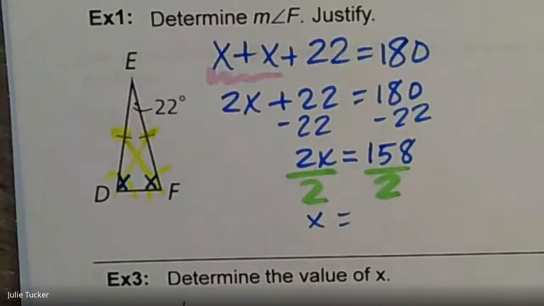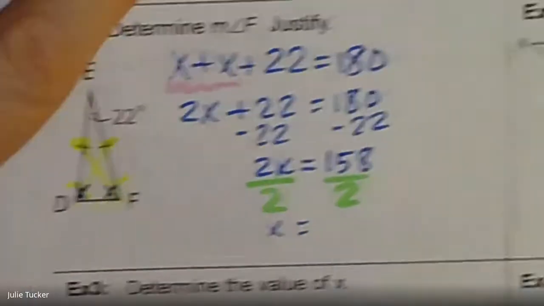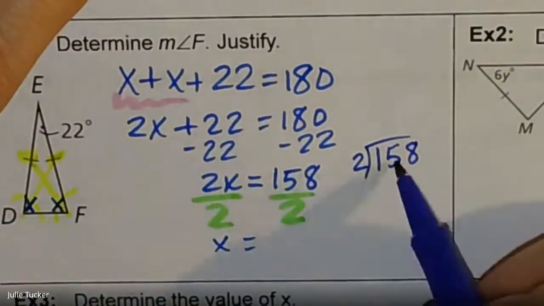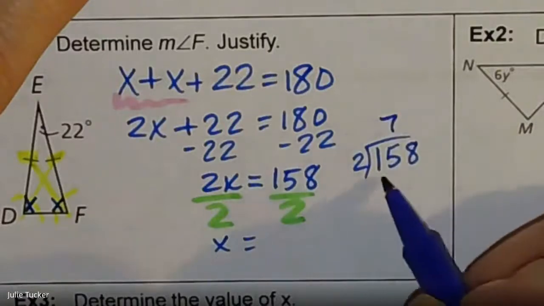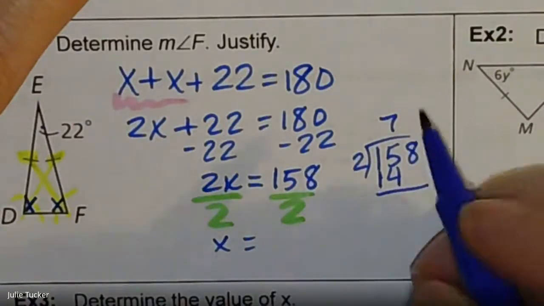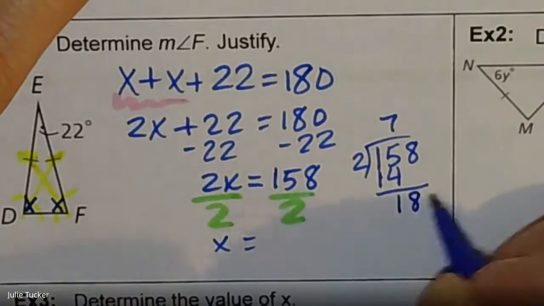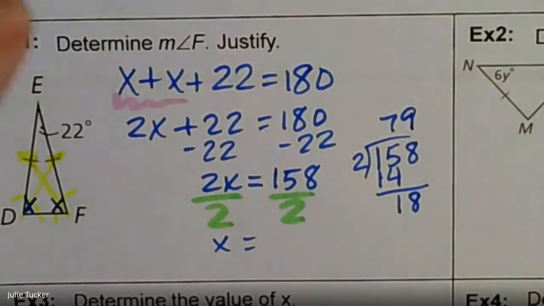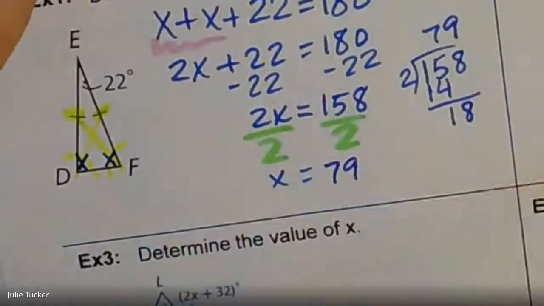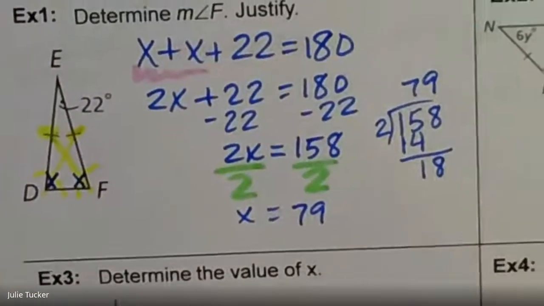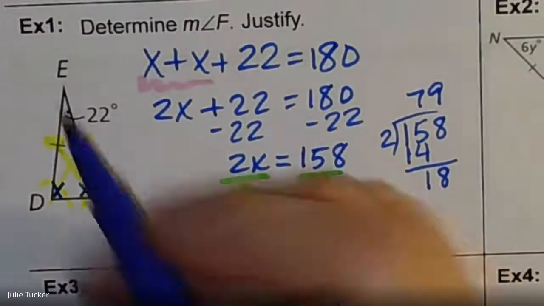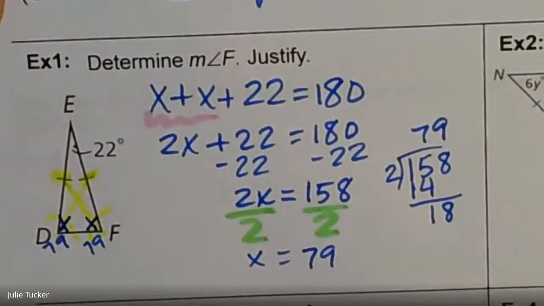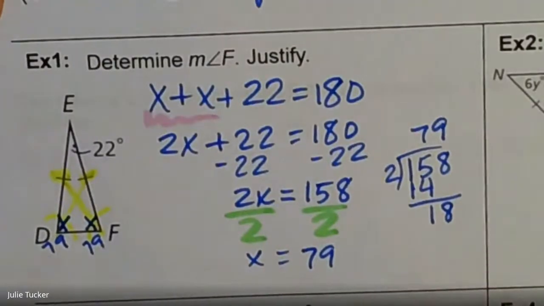All right, I'm just going to do it over on the side real quick. 2 into 15 is 7, and then 7 times 2 is 14. So I'm going to subtract and then carry 1 down. 2 into 18 is 9. Okay, so it's 79. There we go. We found x is 79. That would give me this angle is 79 and that angle is 79. And they said find the measure of angle F, so we did 79 degrees.